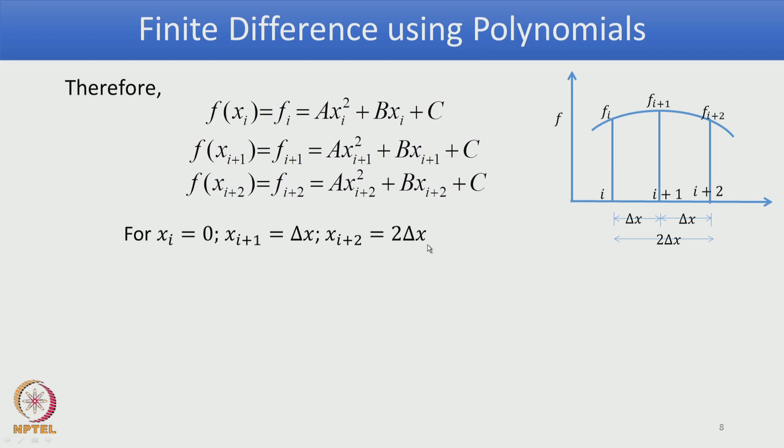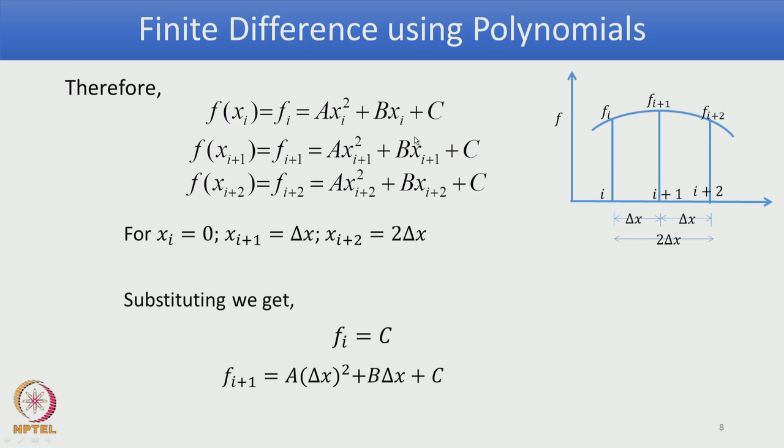If you substitute these values, that is x of I plus 1 and x of I plus 2, in this expression, we get 3 equations for the 3 coefficients a, b, c. On substitution, x of I is equal to 0, the first value, in the first equation: a and b go to 0, the remaining term is only c, and that is directly related to f of I, as f of I is equal to c. Then for the second equation, f of I plus 1 equals a delta x squared plus b delta x plus c. Similarly for the third equation, x at I plus 2 is replaced with 2 times delta x and squared, so it is a times 2 delta x squared plus b times 2 delta x plus c.